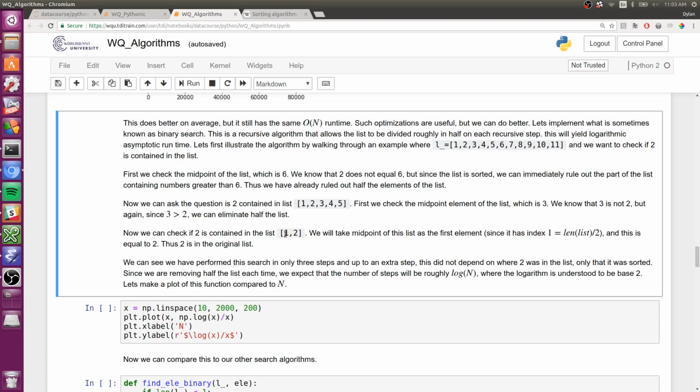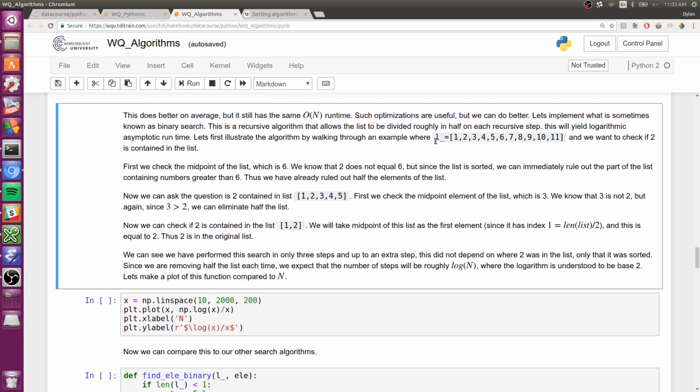There is no midpoint, so we'll choose the first element. Actually, element 1, which is equal to 2. So we've found 2 at this point. So rather than iterating over the entire list, we are able to throw away portions of the list and very quickly narrow down to the element we were looking for.